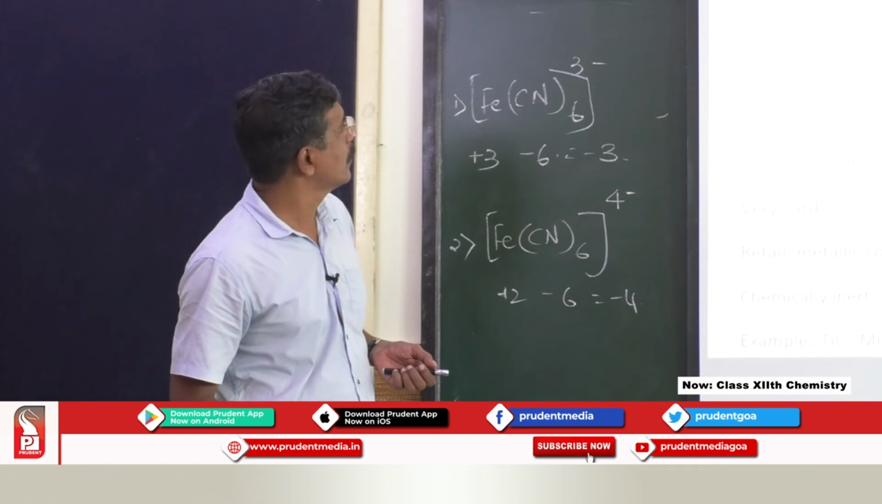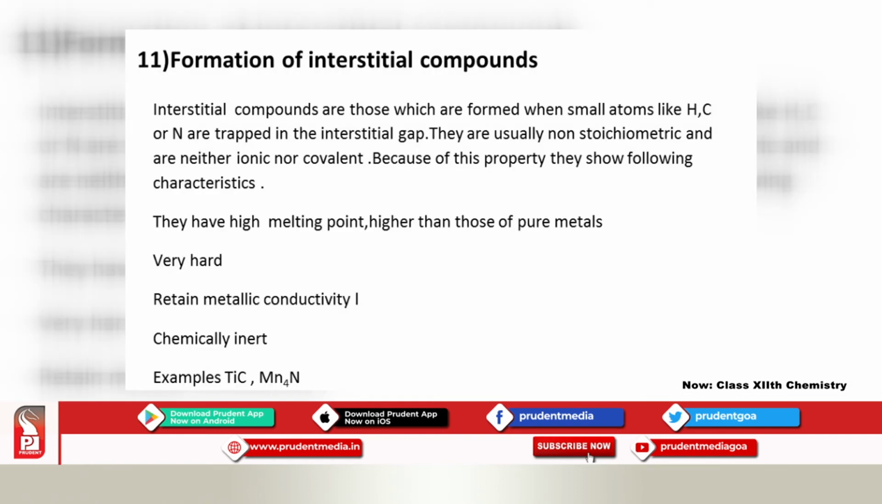We will go for the next property, that is formation of interstitial compounds. Interstitial compounds are the compounds which you see in solid state chemistry. They are formed in the interstitial gaps. We know that interstitial gaps are very small gaps, and these small gaps are filled by small atoms like hydrogen, carbon and nitrogen. These small elements are trapped in the interstitial gaps, and the compounds are usually non-stoichiometric, and they are neither ionic nor covalent. Because of this, they show the following properties.